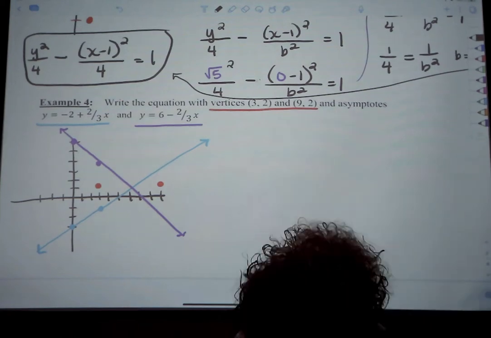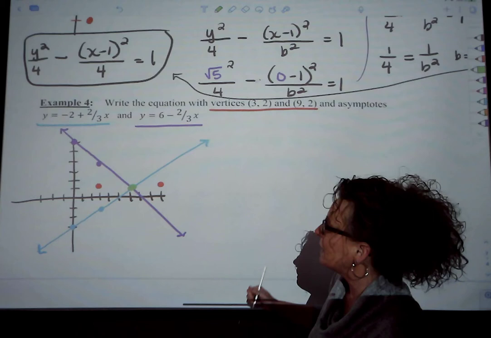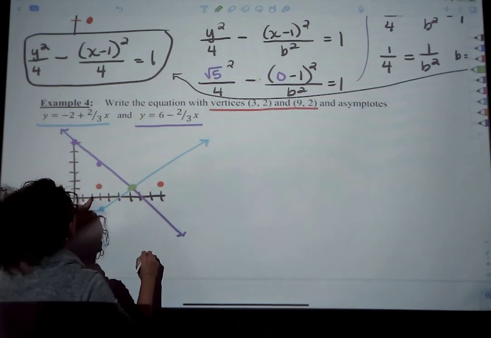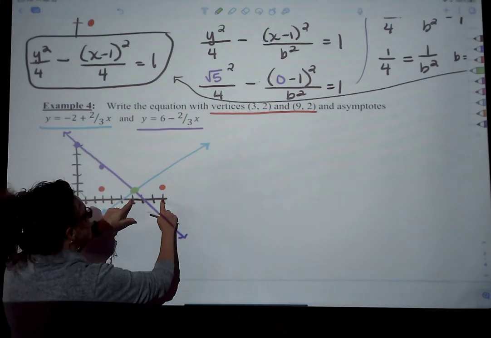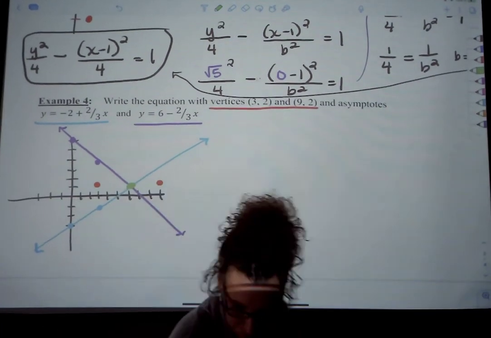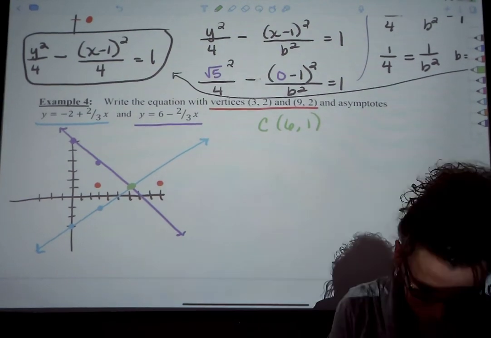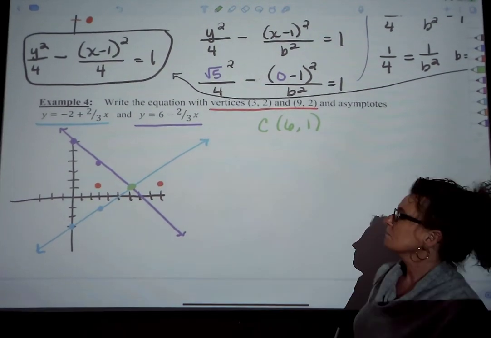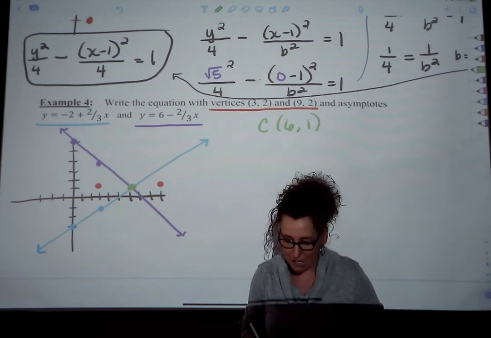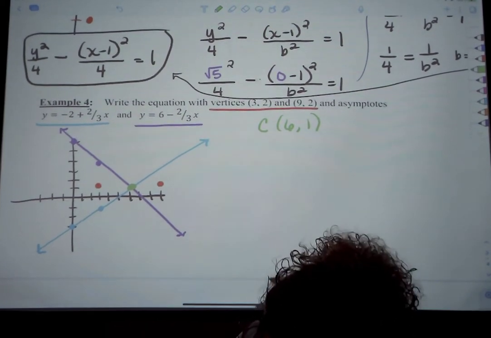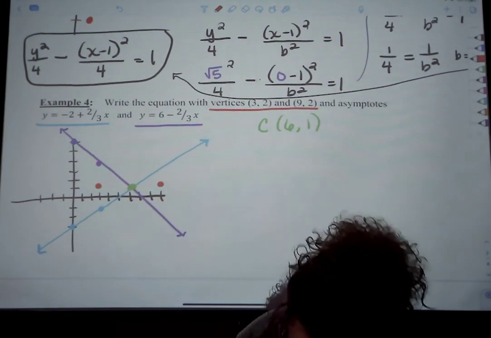Now, here's what I see right off the bat. My center is halfway between these two red points. So, 1, 2, 3, 9. My center is at positive 6, positive 1. Okay, what else do we need? Well, we need A and B. Ooh, we've got A. A is 3.